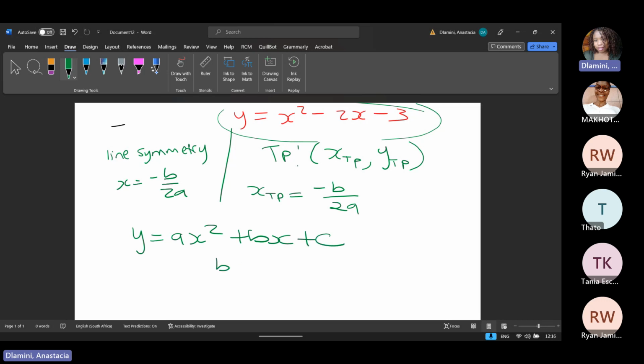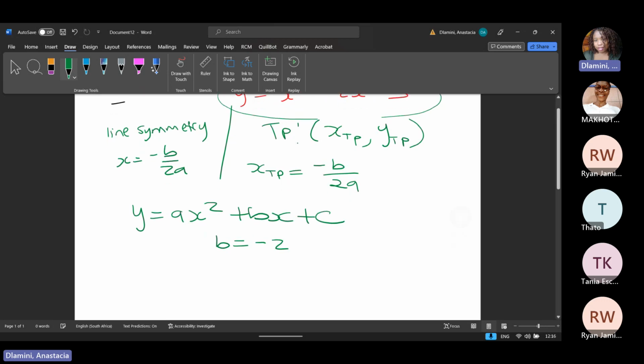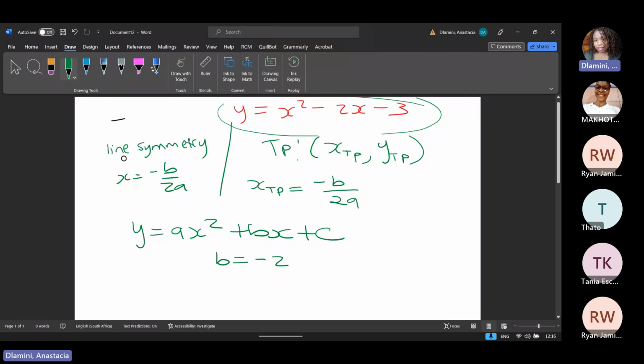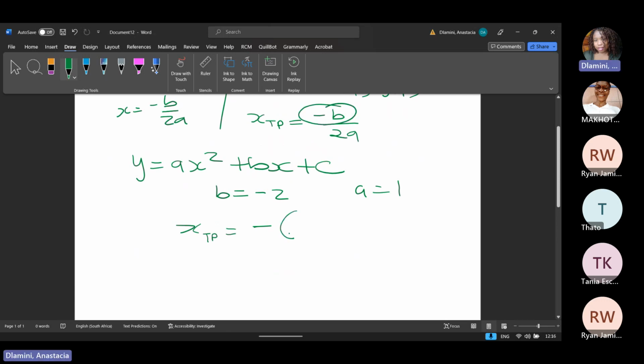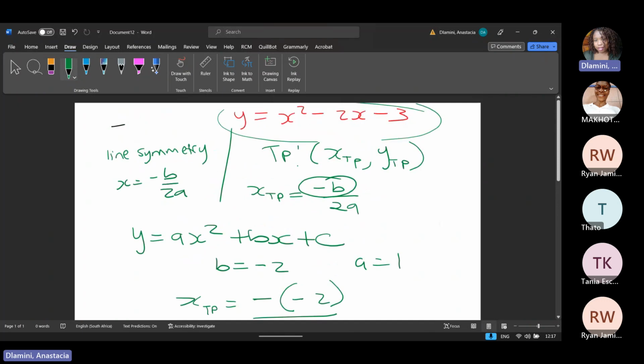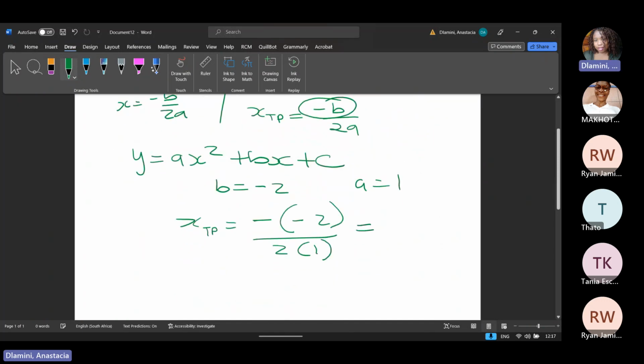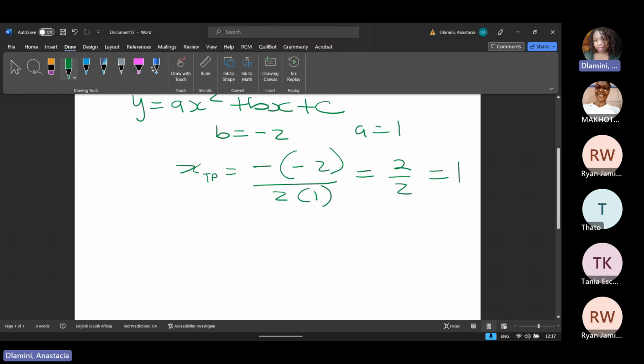So in this case, our b is equal to what? -2. I do not want you to make a mistake. Our b is -2 and our a is equal to 1. So look at how I substitute. xTP equals minus of the bracket, minus 2, over 2 times the value of a, which is 1. So this equals 2 over 2, meaning that it will be 1. Are we all sorted there?